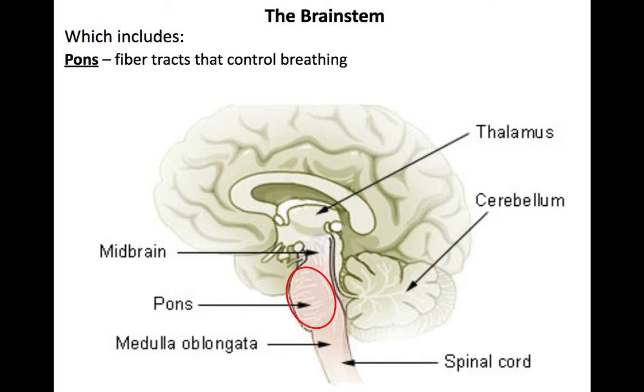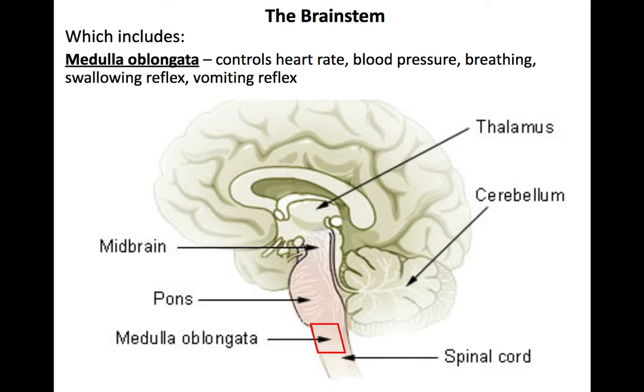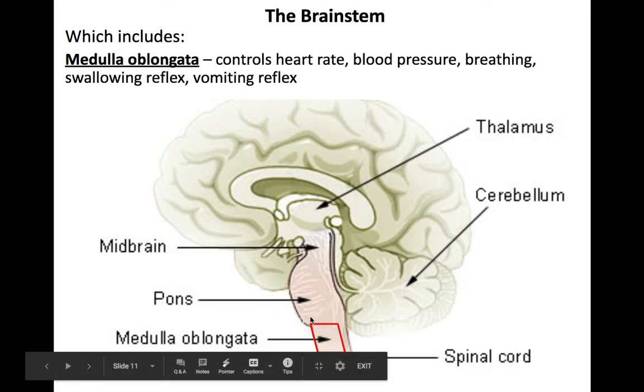And so even if you're unconscious, like when you're asleep, your pons is going to regulate breathing so that you continue to oxygenate your body even without your conscious control. I mean, even when you are conscious, you still don't have to think about it. Your pons is regulating it. Next is your medulla oblongata, which I've boxed for you down here underneath the pons.